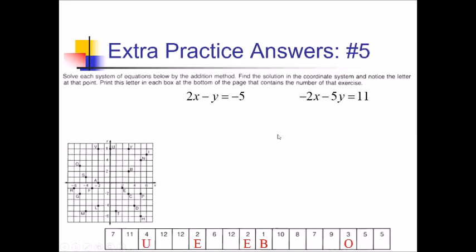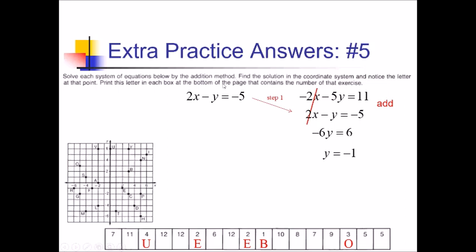On this system of equations, as good fortune would have it, I have these opposite like terms with 2x and negative 2x. So I'm going to rewrite my equation down here and add these together. That's going to cancel out my 2x's. Negative 5y, negative 1y is negative 6y. 11 plus negative 5 gives me 6. And then if I divide both sides by negative 6, I end up with y equals negative 1.